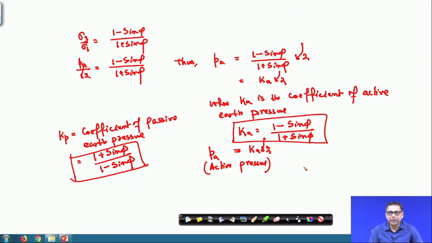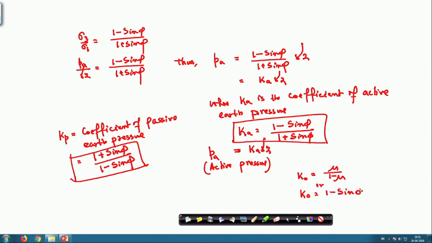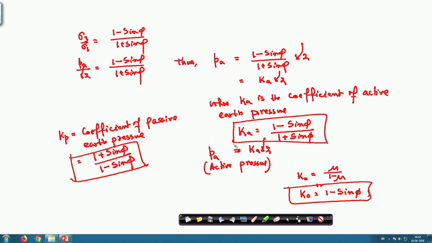But these are the two coefficients as per Rankine's earth pressure theories, and as I have already mentioned, K 0 you can write as mu by 1 minus mu, or K 0 you can write as 1 minus sin phi by Jaky's expression. So, these are the three expressions for three different conditions of earth pressure. For the at rest, K 0 is 1 minus sin phi, for active 1 minus sin phi divided by 1 plus sin phi, and for the passive coefficient of earth pressure 1 plus sin phi divided by 1 minus sin phi. So, these are as per Rankine's earth pressure theory.